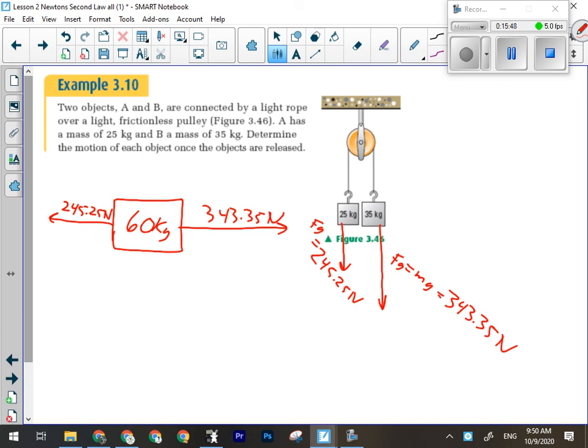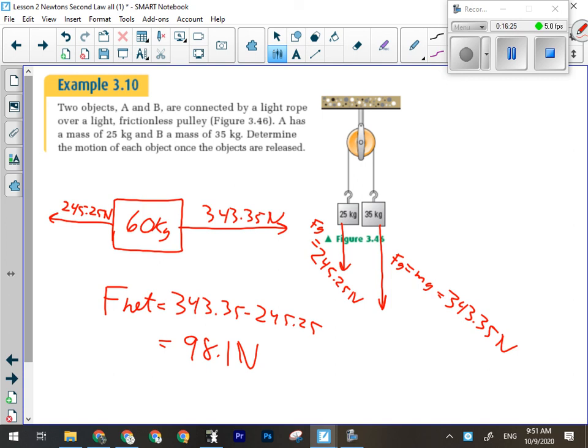And we know that the two parts are going to have the same magnitude. This is how we get it. Okay. So now I can say that F net is the vector sum of all forces. So I'm going to have my 343.35 minus 245.25. That's going to give me 98.1 newtons. So the net force in this system is 98.1 newtons down. I mean, it'd be down no matter what, but it's down this way on this side, in favor of the 35 kilogram mass.